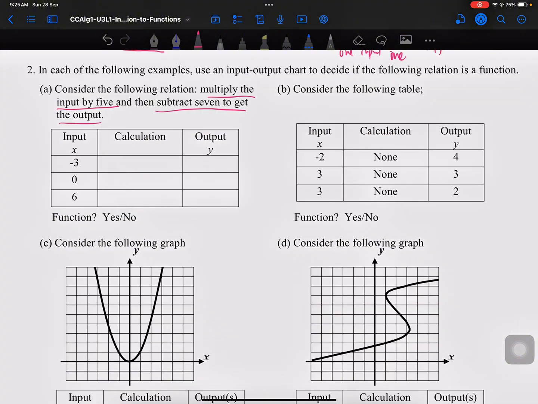So y is equal to 5x minus 7. Okay, first calculation. So this is x. You substitute x with the value. So 5 times negative 3 minus 7 is negative 22. Negative 22 is the output. 5 times 0 minus 7 equals negative 7. Negative 7 is the output. 5 times 6 minus 7 equals 23. 23 is the output. So every input has exactly one output. This is a function.